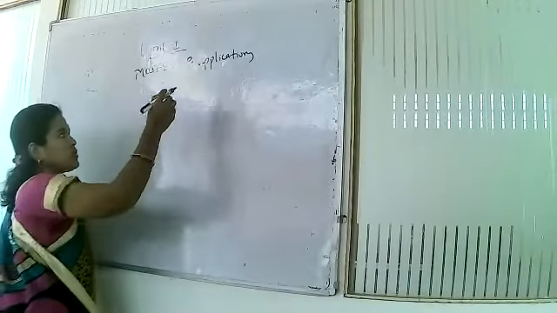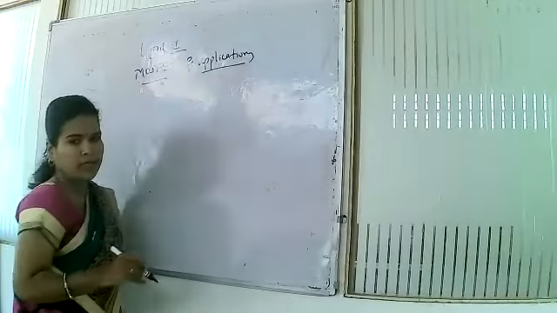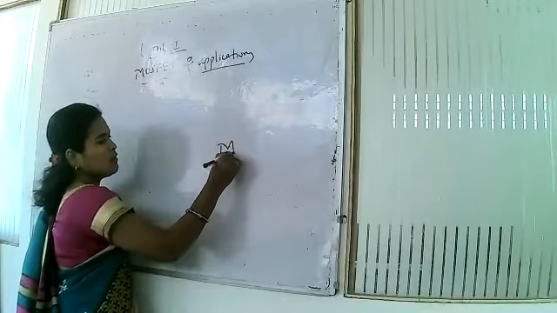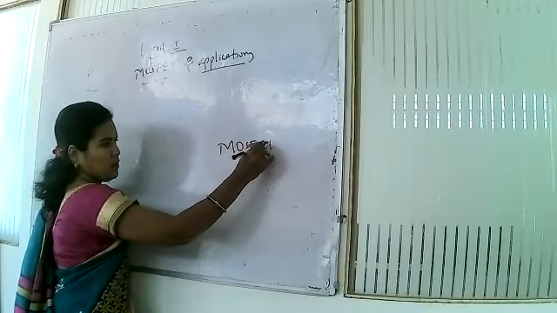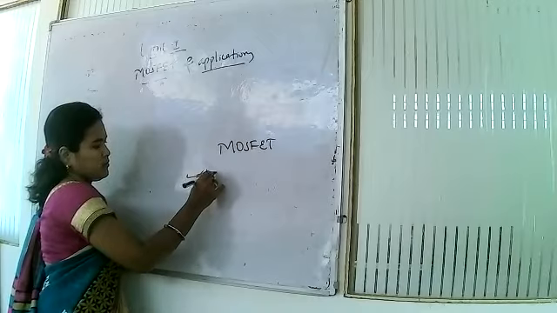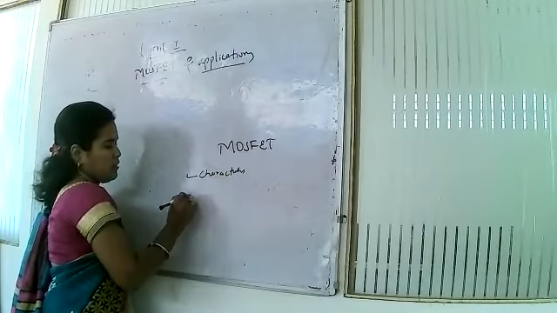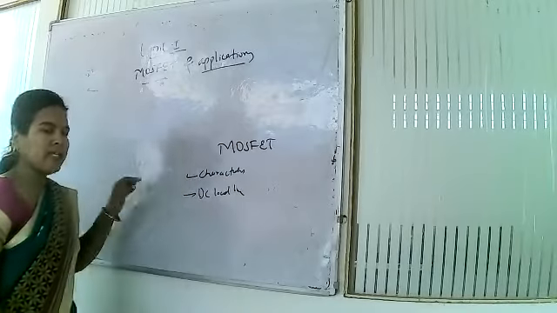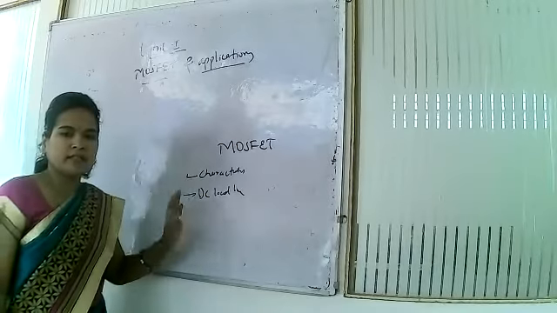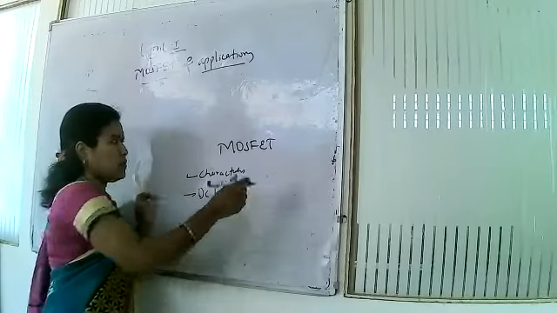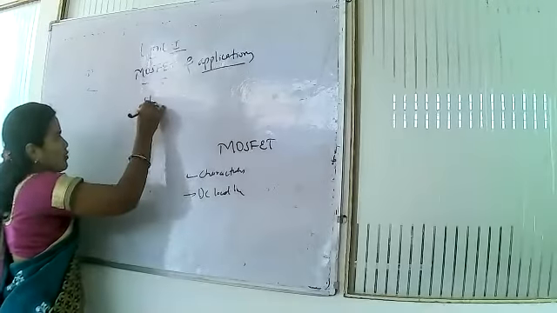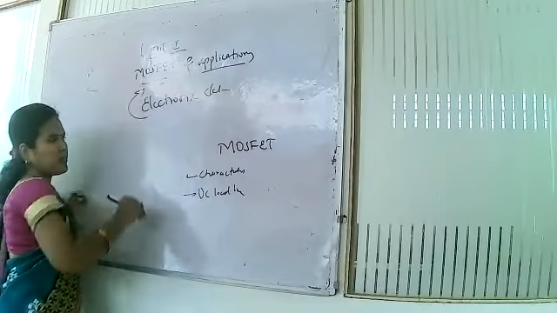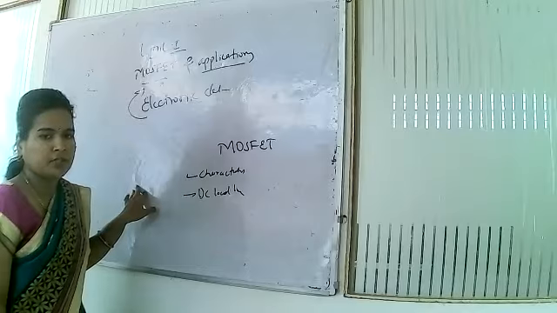Good afternoon. Today we will start with the first unit, that is MOSFET and its applications. In this first unit, we will study the MOSFET and its characteristics and the DC load line. So totally regarding the MOSFET, you will study this unit, that is the first unit. The subject name is Electronic Circuits. In that, I am taking the first unit, MOSFET and its applications.